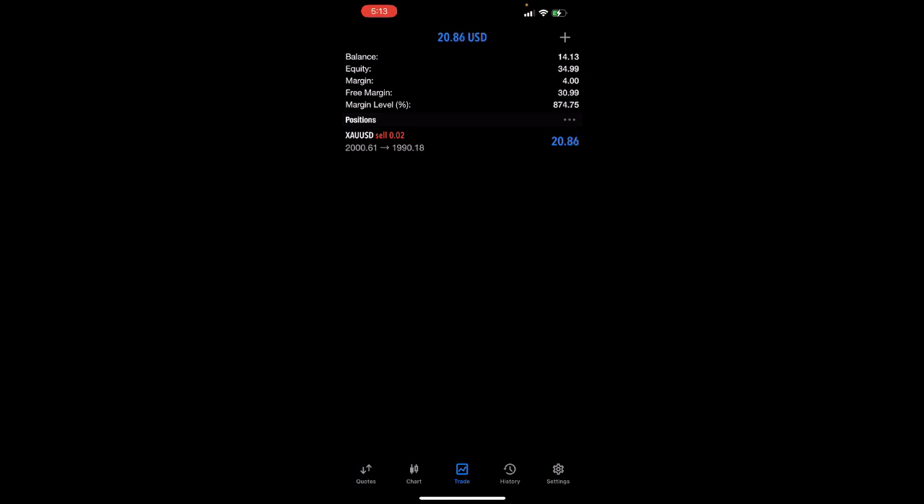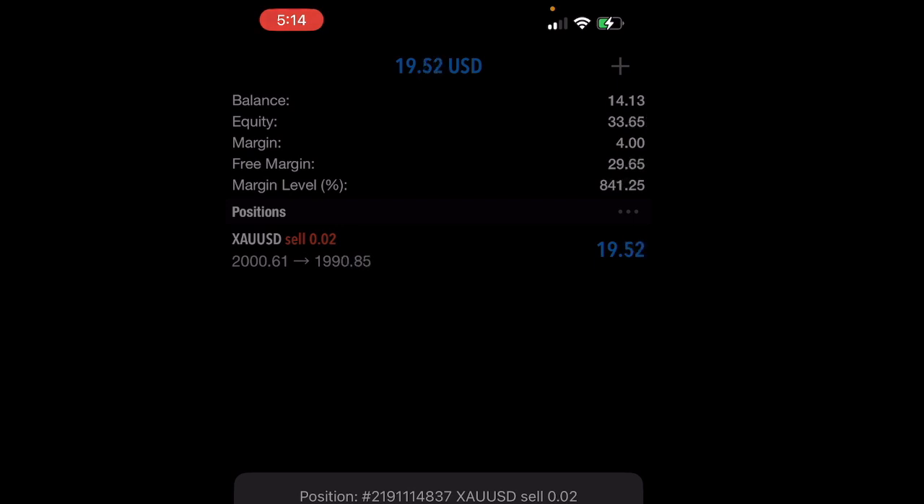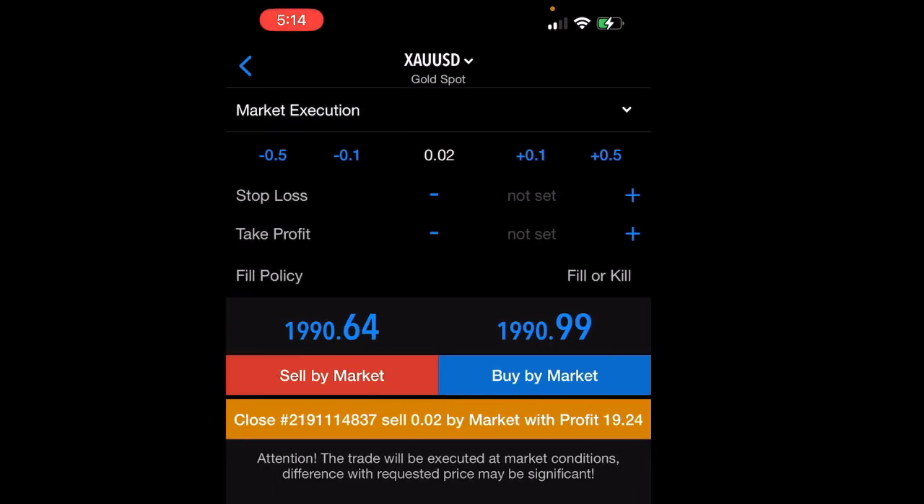So what I'm going to do now is click and hold on this trade, and then click on close position. Then I come to the lot size and reduce it, dividing it by 2. If I was using 0.10, I would reduce it to 0.05 or 0.02. By doing that, I'm cutting part of the profit of the trade that is running. Here I was using 0.02, so I'm going to divide it by 2 to get 0.01.